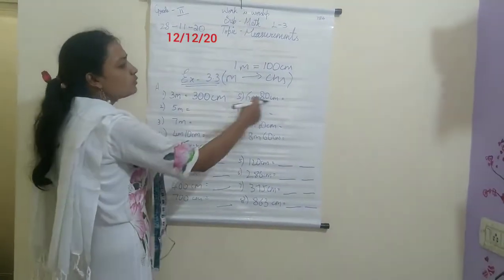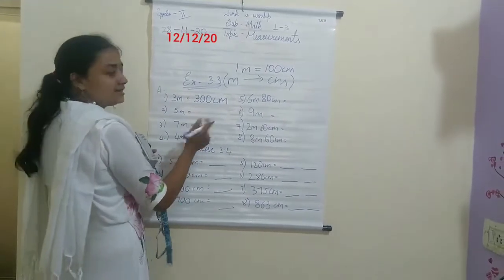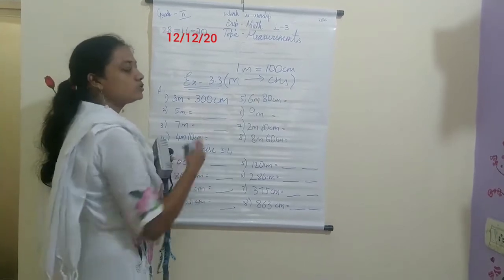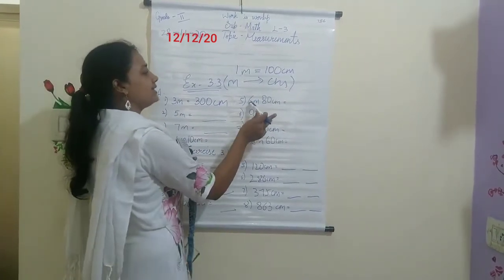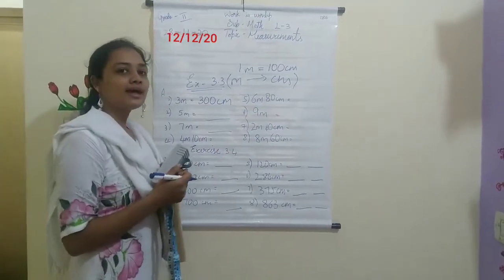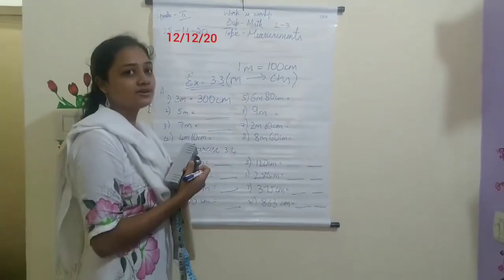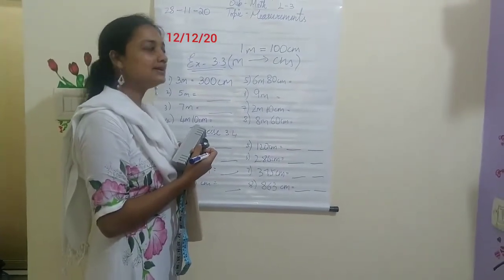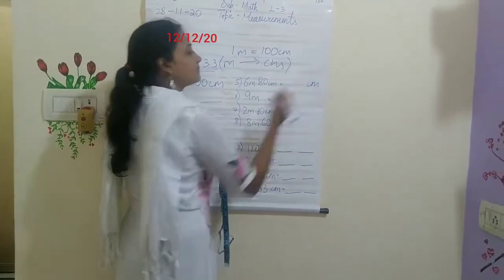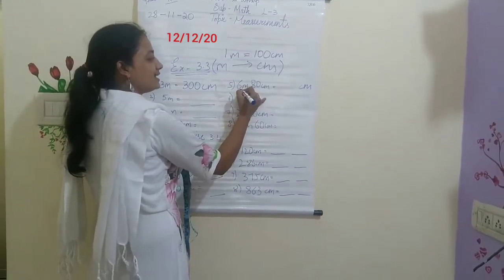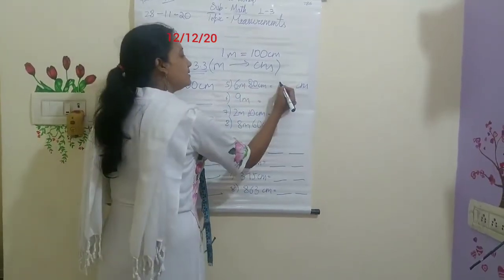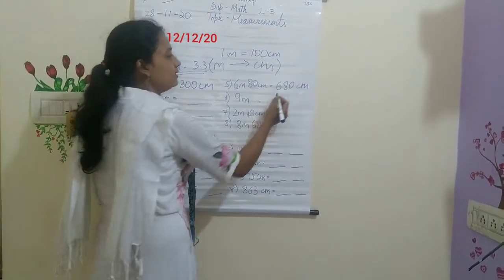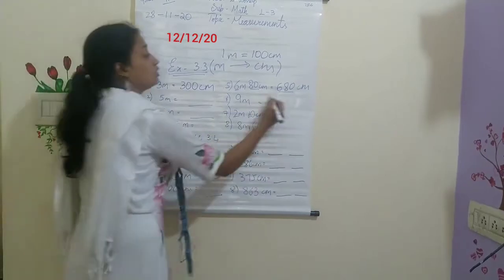Now let's go to fifth one here. I know this is easy. I think you can finish it. You can only write the answers. I am going to show you fifth one. So you can see 6 meters and 80 centimeters. So how will you write this in centimeters? How I am going to write? Just take 6 and 80. So it will be 680 centimeters.